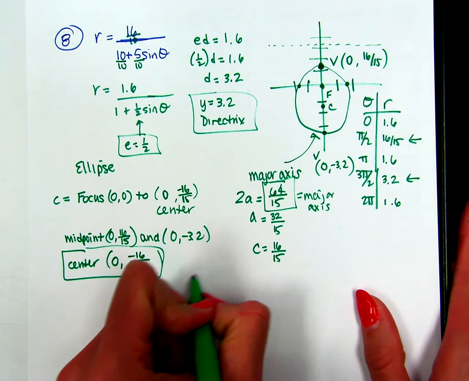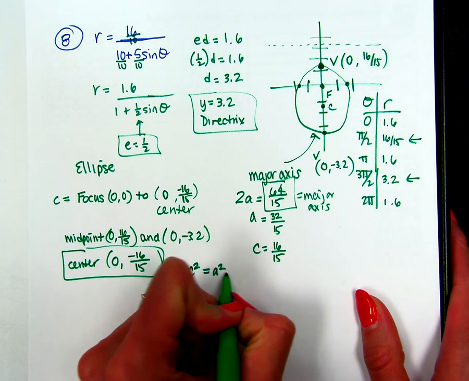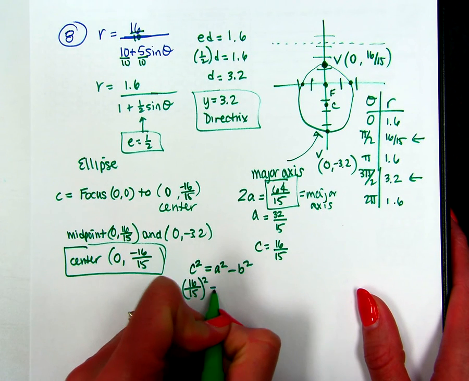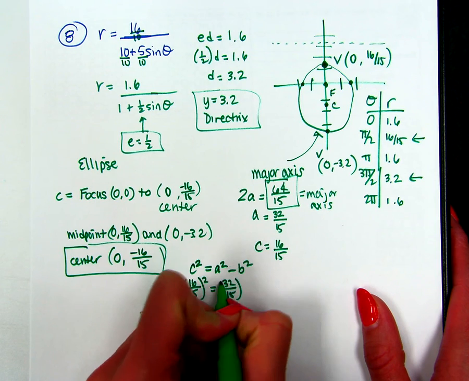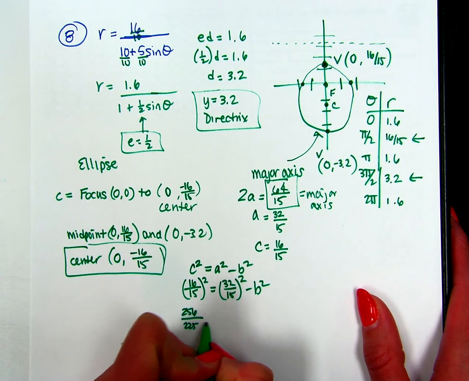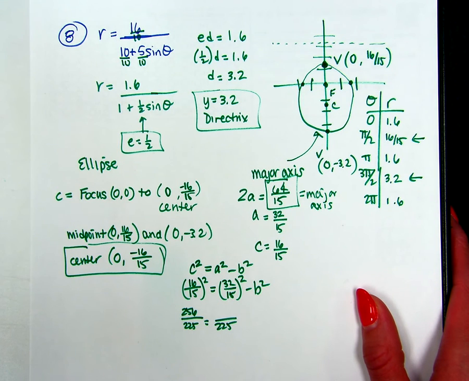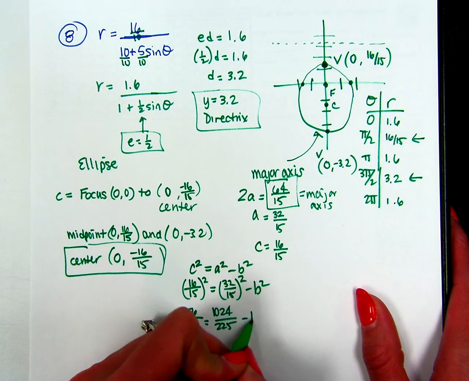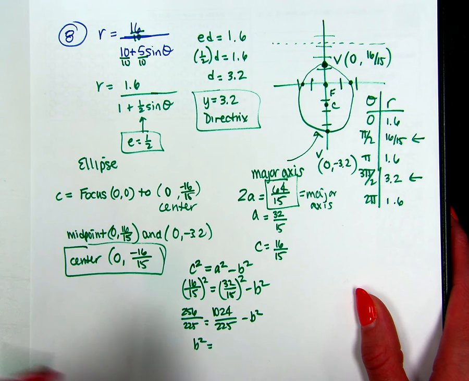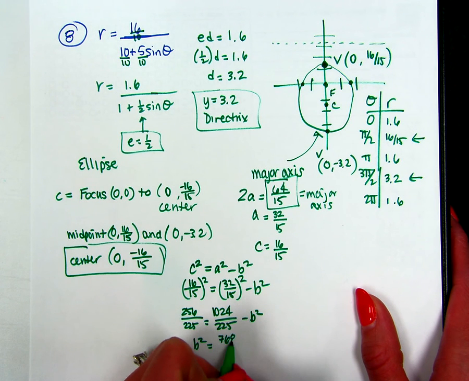All right, so in an ellipse, remember it's c squared equals a squared minus b squared. So we're just going to plug in our numbers. 16/15 squared equals 32/15 squared minus b squared. So we have 256 over 225. 32 squared is 1024. And if I subtract, b squared is equal to 768 over 225. So now I have to take the square root of that.